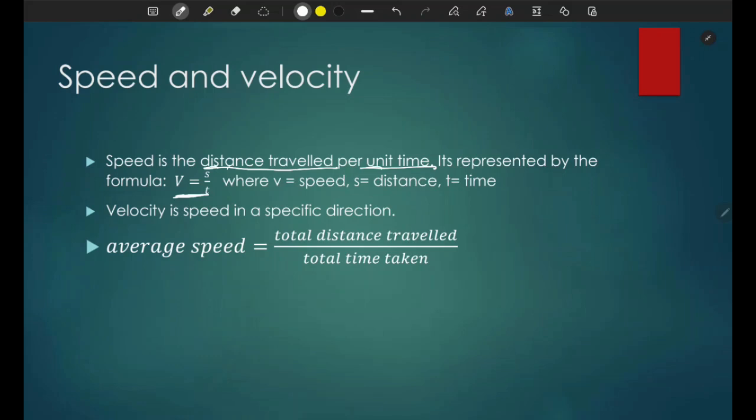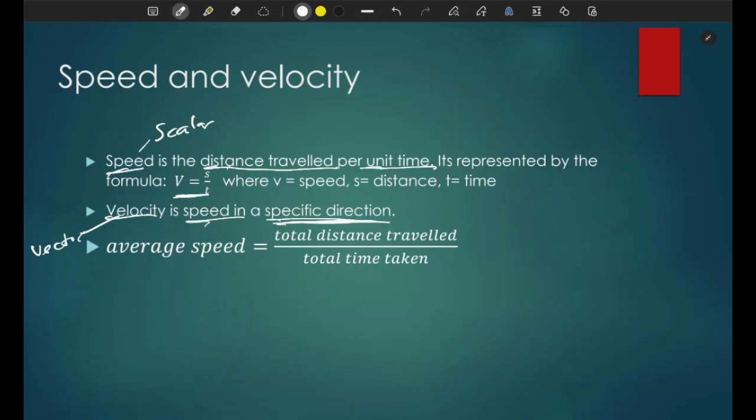And velocity is speed but in a specific direction. In the previous video we learned about scalars and vectors. So speed is a scalar and velocity is a vector. That's why velocity is speed in a specific direction, because it's a vector. And when you talk about average speed, it's the total distance traveled over the total time taken. What do we mean by this? An object can move at different speeds in a period of time.